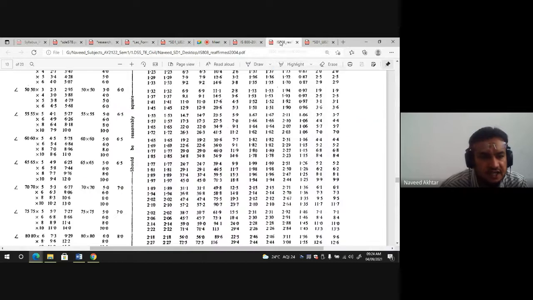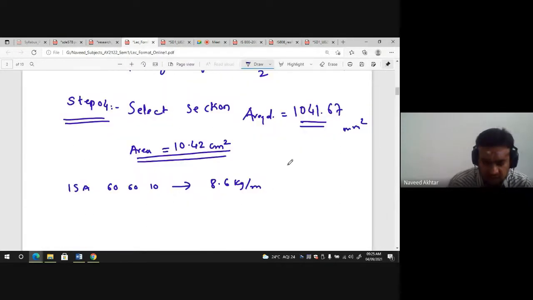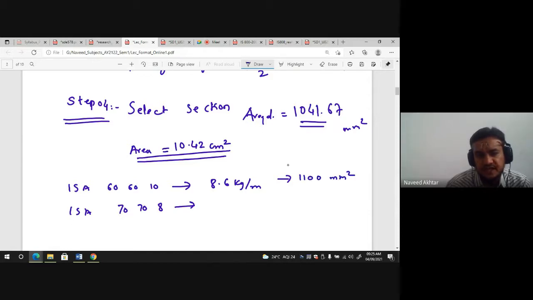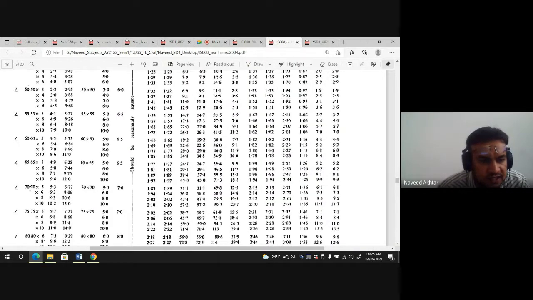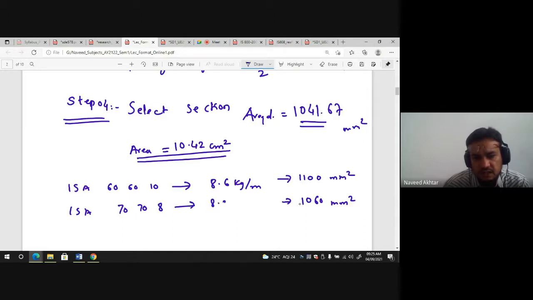सेकंड हम कौन सा सेक्शन ले सकते हैं और हम देखते हैं तो यहाँ पर 10.6 ISA 70/8. ISA 70/8 is the area. ISA 70/8 area is, इसका एरिया कितना था हमारा 1100 mm². इसका एरिया है 1060 mm². ओके. वेट कितना है, this is the weight also. तो इसका वेट है ISA 70/8 का वेट है 8.3 kg per meter.